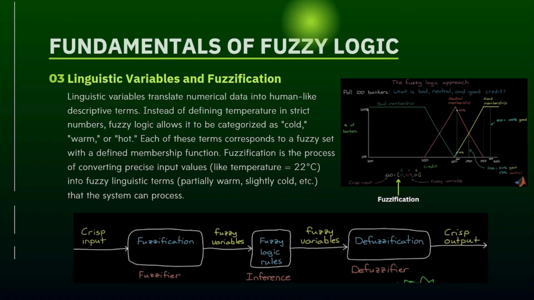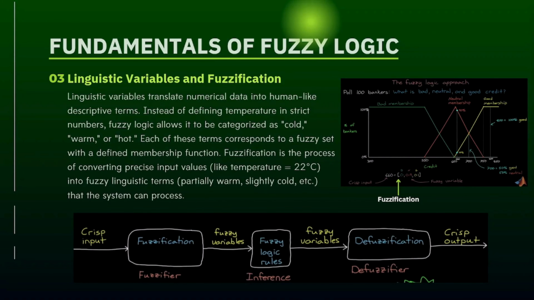So we're going to take these variables and try to model them into fuzzy variables. We take a crisp variable and we model it into a fuzzy variable. That's the fuzzification, but we're going to see it in detail later. So the linguistic variable translates numerical data into human-like descriptive terms. It describes something, for example, pretty hungry describes how hungry you are, or hot describes the weather, or a bad credit describes the goodness or the badness of this credit.